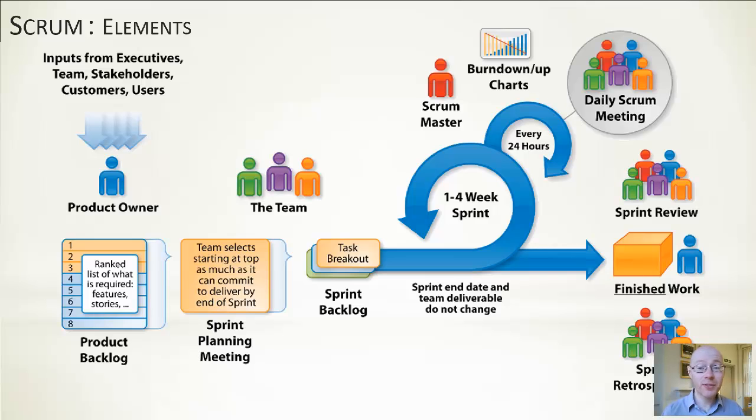Every 24 hours, we've got a daily Scrum meeting. This is really a stand-up meeting done in the morning, where each member of the team will stand up and say a little bit about what they are going to do today by way of introducing new functionality, and if there's anything that's blocking them or could prevent them from doing that. At the top, you can see we've got burn down and burn up charts.